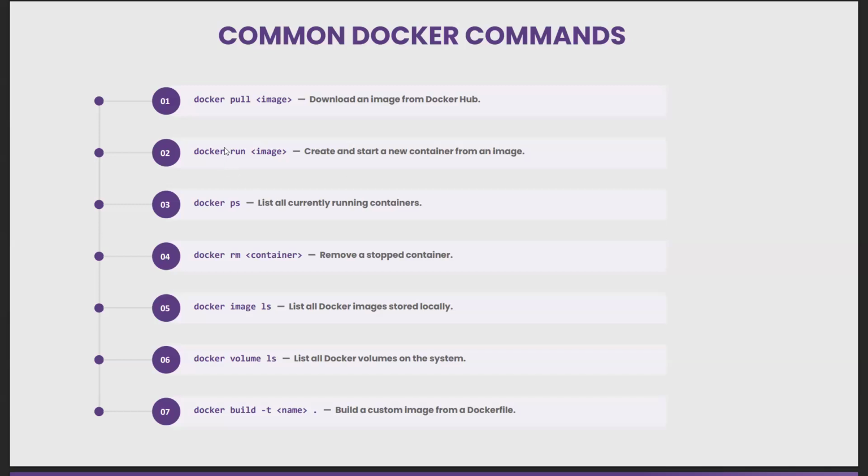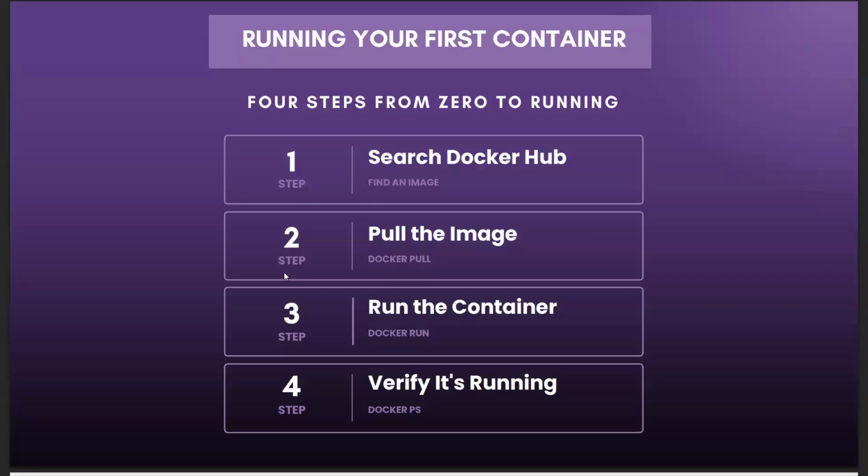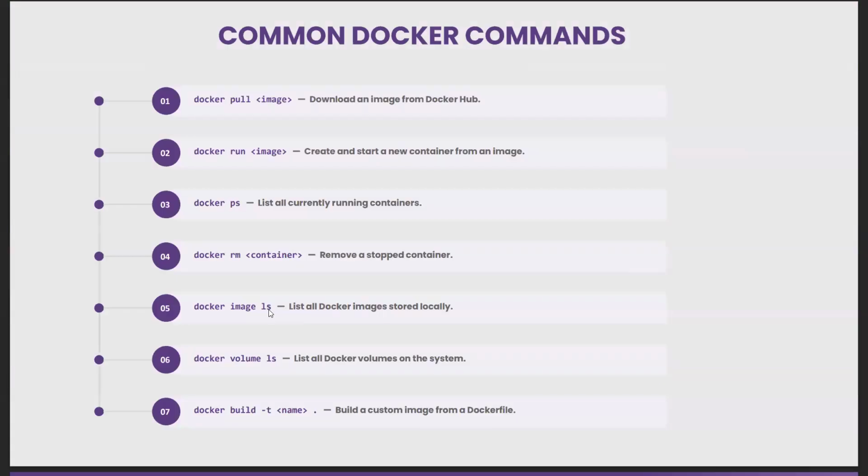Okay. Then Docker run is used to run a container from an image. Docker ps is used to list all the running containers. rm is used to remove any container. image ls is for reviewing what images are already stored on your local laptop or PC. volume ls is used to see volumes. Right now, just forget the volumes. We will discuss them later.